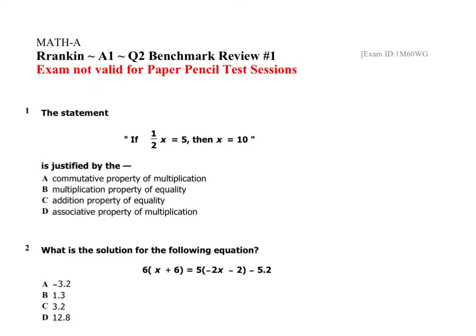All right, first question. The statement, if 1/2 x equals 5, then x equals 10, is justified by which property? Well, what I would do to solve that would be to multiply both sides by 2. And if I'm multiplying both sides by the same number, that is a property of equality. So it's not the commutative property. It's not an addition property because I'm multiplying. It's not associative because I'm not changing grouping. Multiplication property of equality.